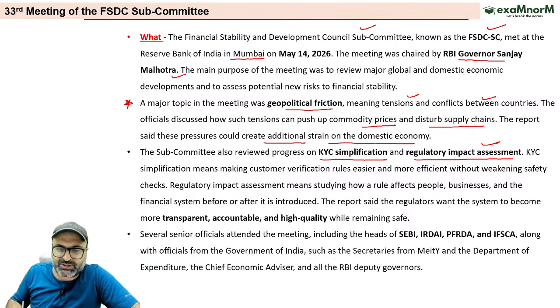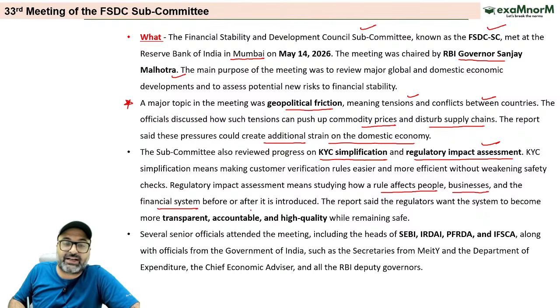Regulatory impact assessment means studying how the rules affect people, how the rules affect businesses, how the rules affect the financial system before and after they were introduced.